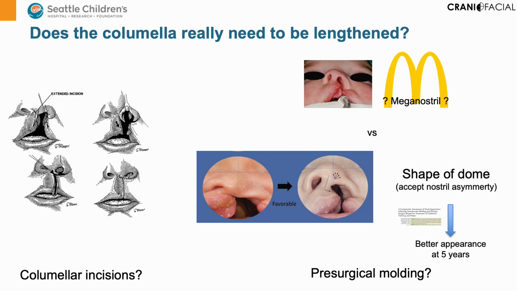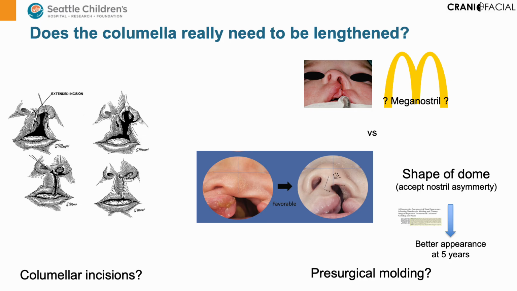So it begs the question, does the columella really need to be lengthened? Do we actually need to be putting incisions on the columella with our primary repair? And in terms of presurgical molding, do we actually want symmetry prior to surgery? Or should we anticipate that things are going to change with surgery, and with that, accept that there's asymmetry?